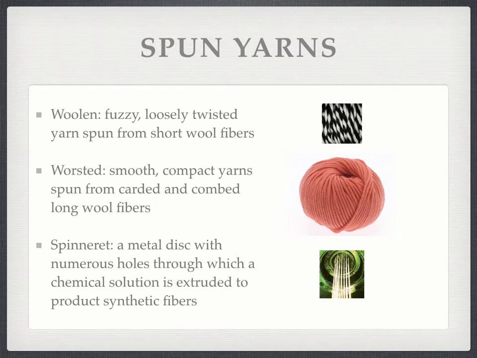The next definitions you need to be familiar with are woolen versus worsted yarns. Woolen yarns are fuzzy, loosely twisted yarns spun from short wool fibers. And remember, wool fibers in general are short. They're the staple fibers, and they can come in a few different lengths, but they're all generally shorter fibers. And then worsted is smooth, compact yarn spun from carded and combed long wool fibers. So they're going to be softer and smoother, where the woolen are going to be fuzzier.